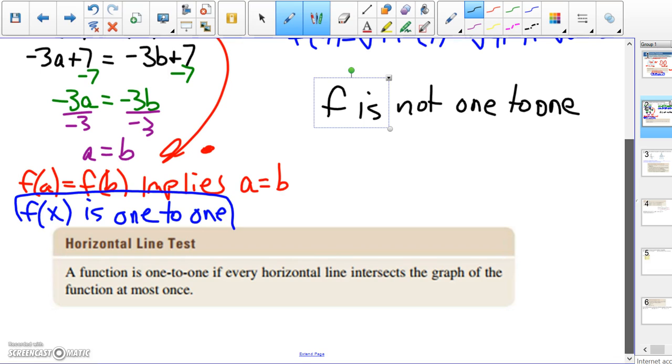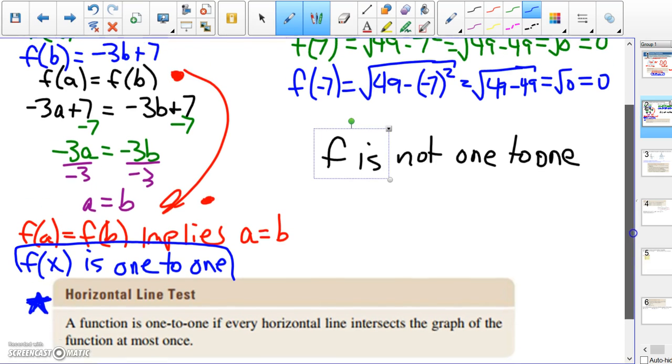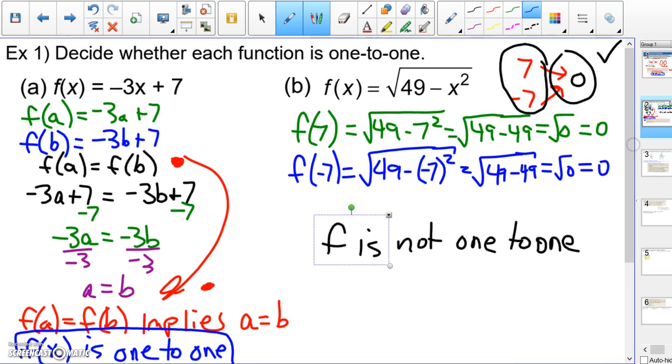So honestly, guys, the horizontal line test, this is another test. I gave you a test before. This test is much, much better. Okay, this test is a better test for figuring out if something is 1 to 1. A function is 1 to 1 if every horizontal line intersects the graph of the function at most once. So you might remember the vertical line test, but go back and look at what this function looks like.